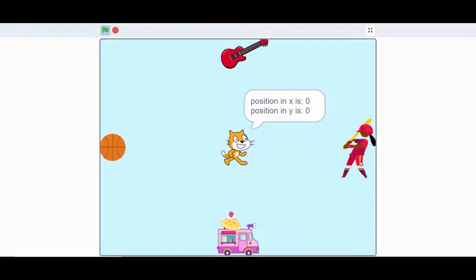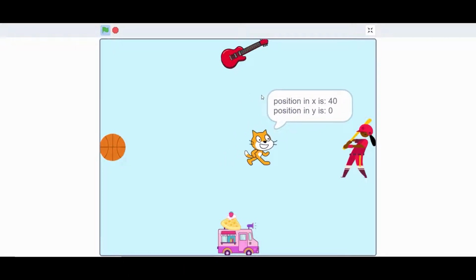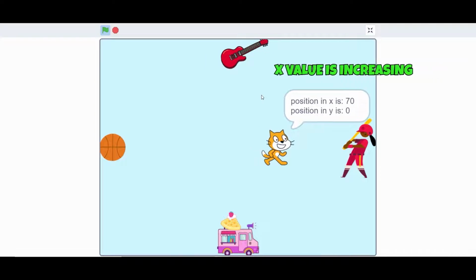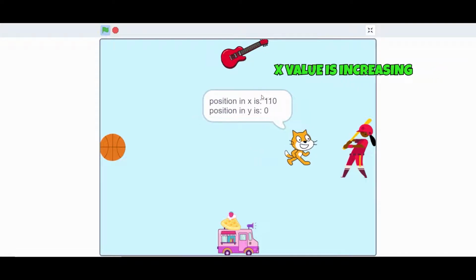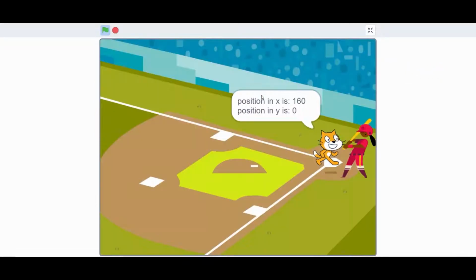First, we will play baseball. For this, we start to travel in the right direction. Keep an eye on X and Y values as we are moving. You can observe that as we are going towards the right, the value of X is increasing. It went from 0 to 10, 20, all the way up to 150, right? It means if we increase the value of X, then our cat can move towards the right.